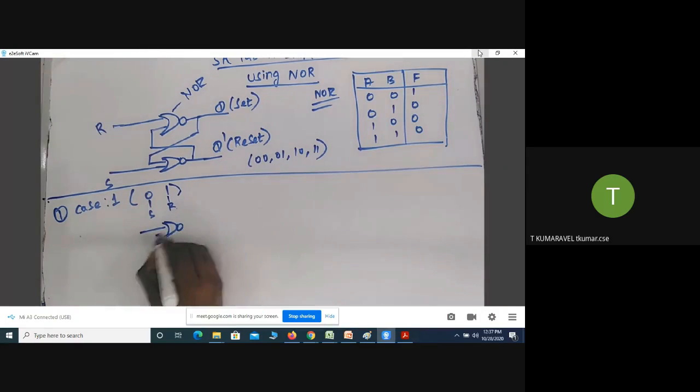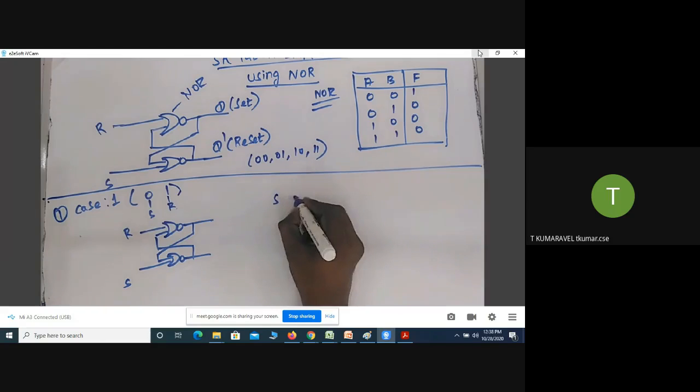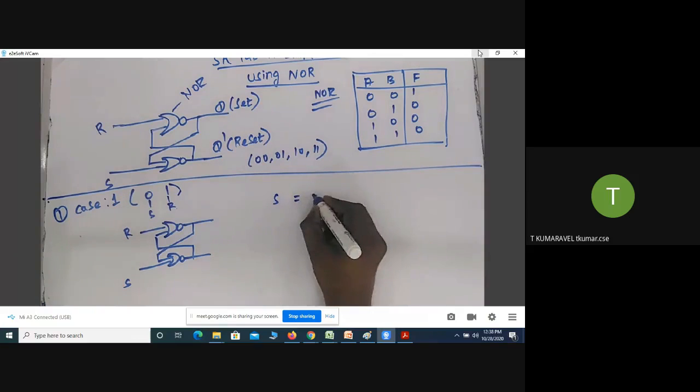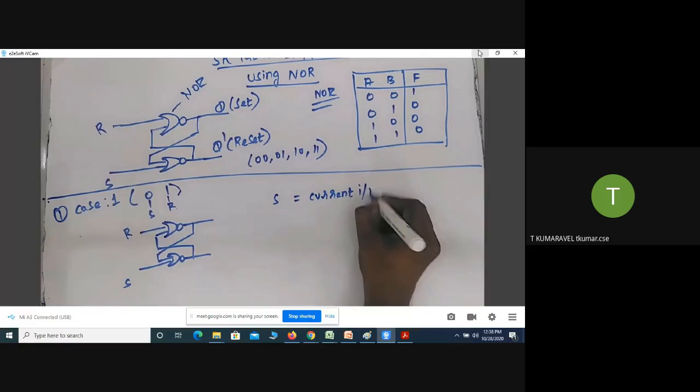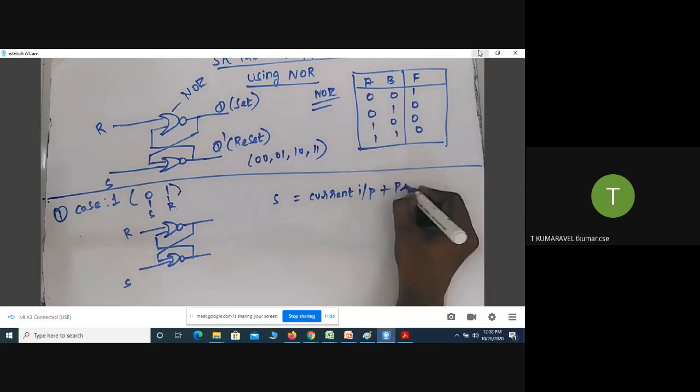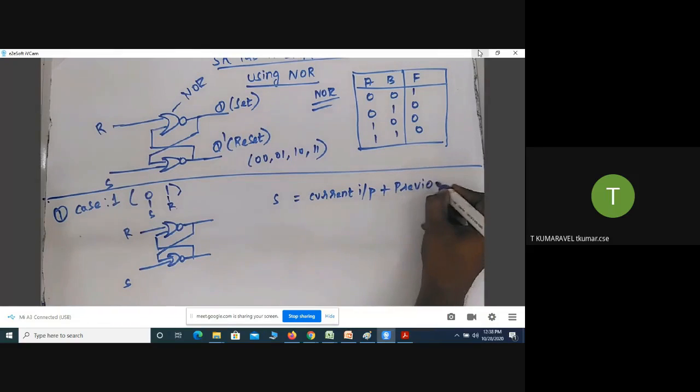This is the circuit diagram for the SR flip-flop. As already said, a sequential circuit makes a decision based on the current input as well as the previous output, which is available in the memory. Based on that, it takes the decision.